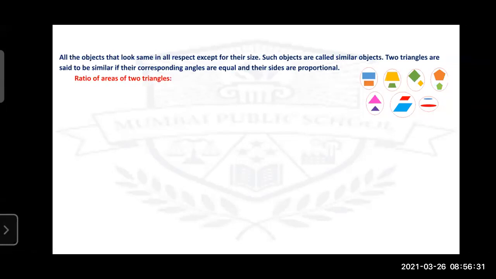Now the next topic is the ratio of areas of two triangles. For this we learned one theorem which is very important for 3 marks. In this, we learn two conditions. If the heights of both triangles are equal, then we apply the formula: ratio of area of triangle A1 to area of triangle A2 is equal to B1 by B2.